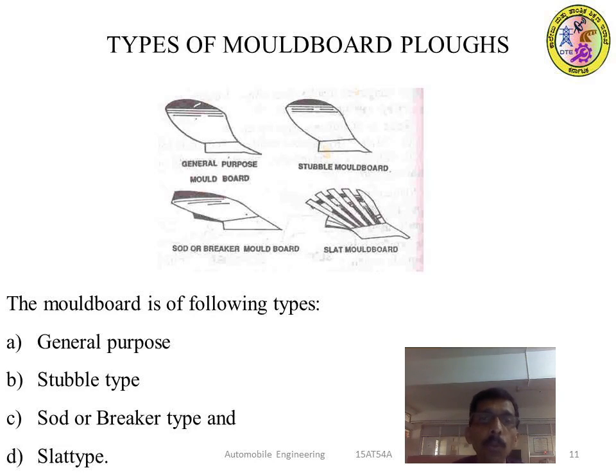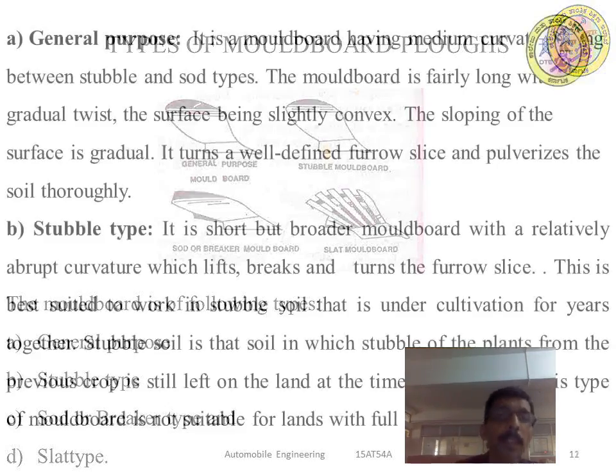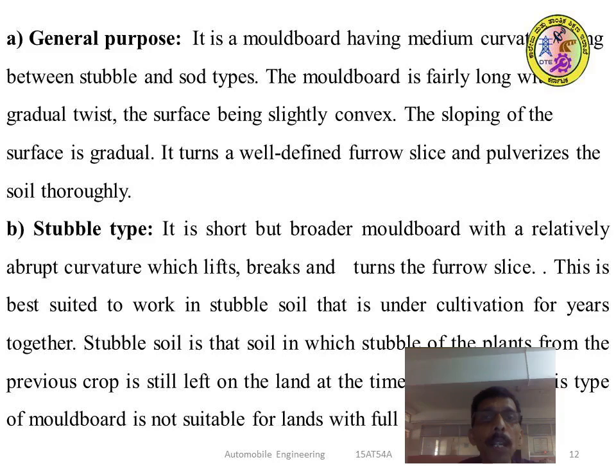Next one, types of moldboard plows. So there are 4 types of moldboard plows. In that, first one, general purpose. Second, stubble type. Third one, sod or breaker type. And fourth one, slat type.